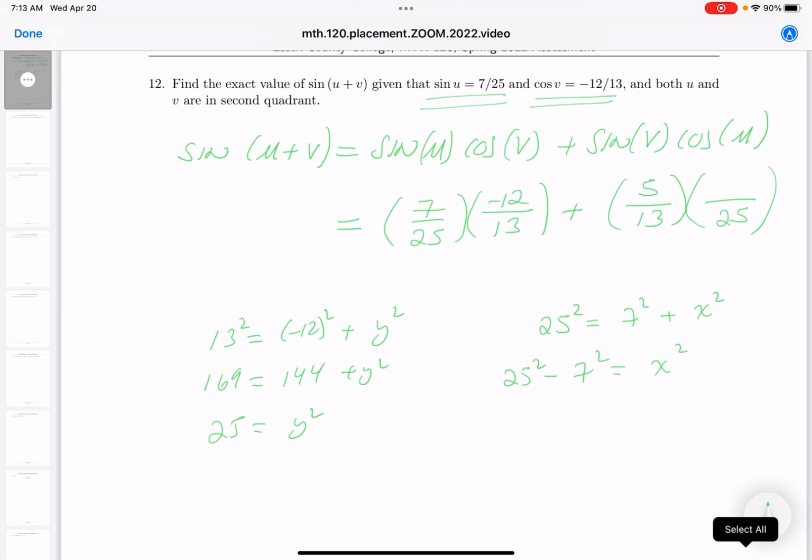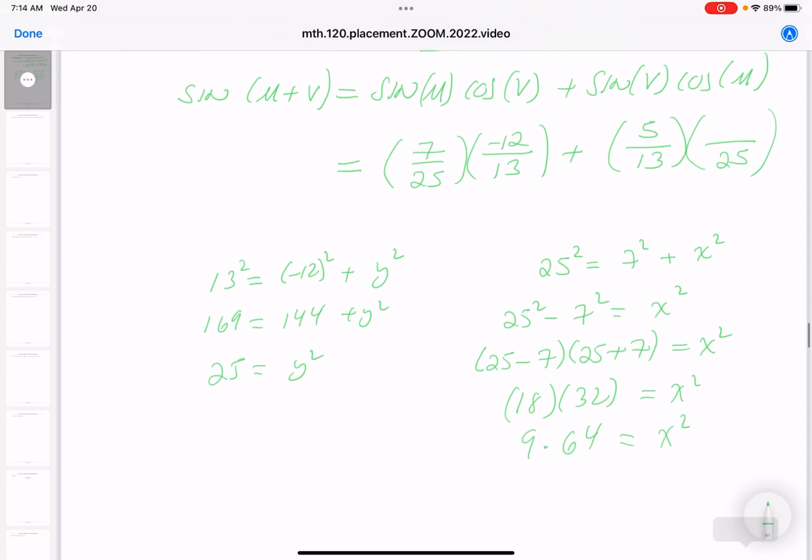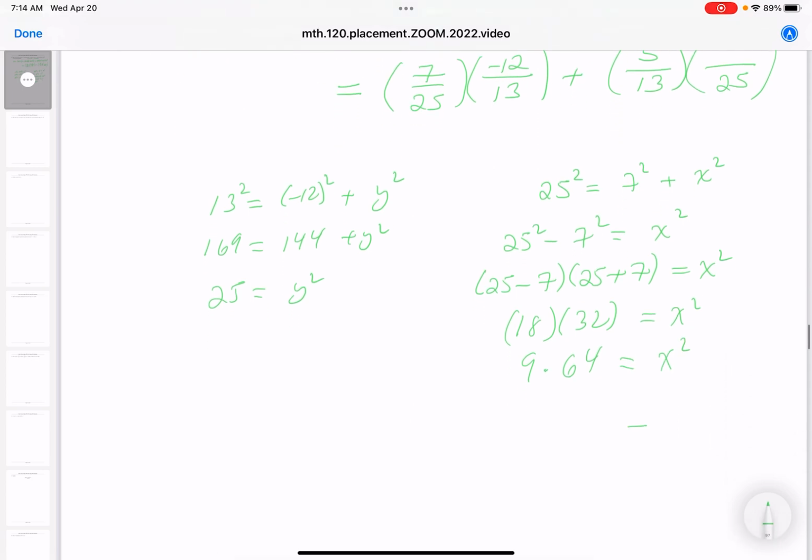By the way, I don't mind you doing arithmetic. You do what you want to do, but I'm going to show you what I'm going to do over here. I'm going to do 25 minus 7, 25 plus 7 equals x squared. What's that going to give me? Let's see, 18, 32. There's a reason for me doing this, by the way. This can be 9 times 64, and that equals x squared. So what's x going to be equal to? Well, it is plus or minus, by the way. That's going to be 3 times 4.